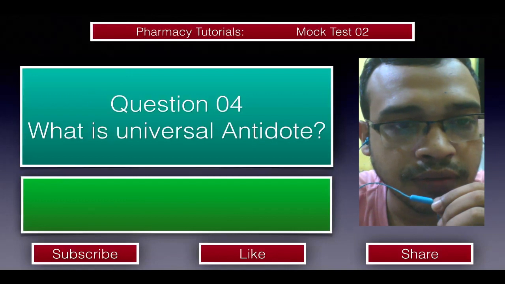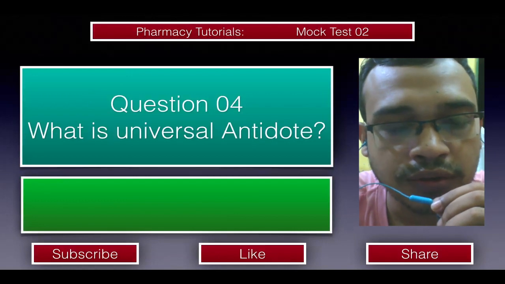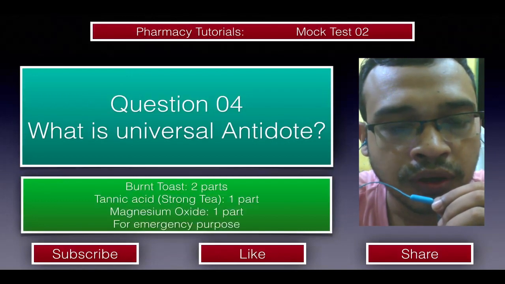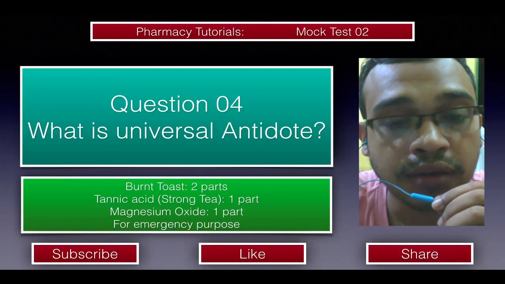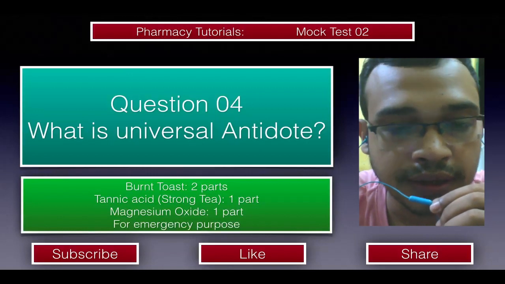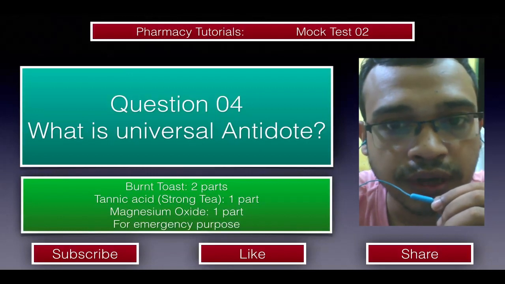Next question is, what is universal antidote? So universal antidote is basically a mixture. It contains two parts of burnt toast, one part of tannic acid, which can also be substituted with strong tea, one part of magnesium oxide. And this universal antidote can be used for emergency purpose, especially when activated charcoal is not present in hand. Then we can use universal antidote.